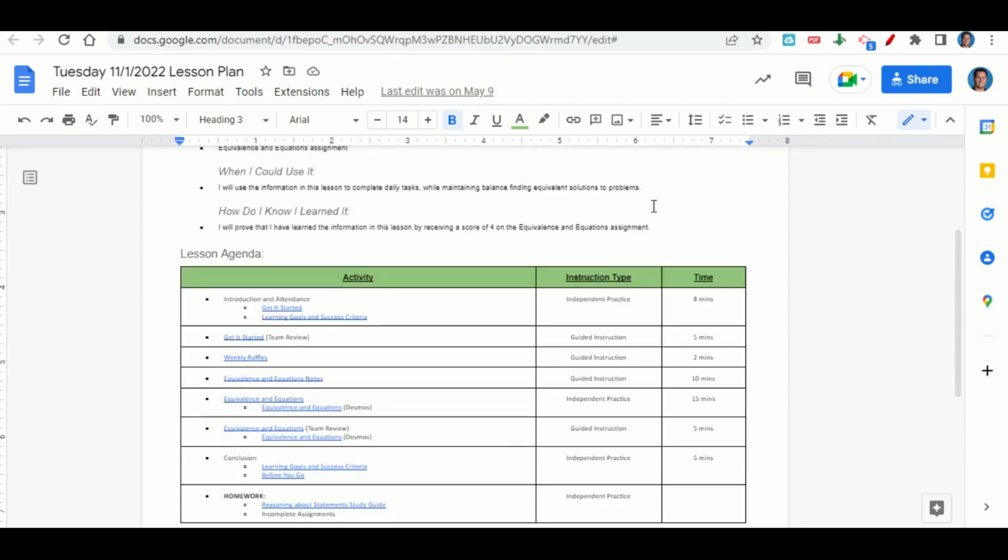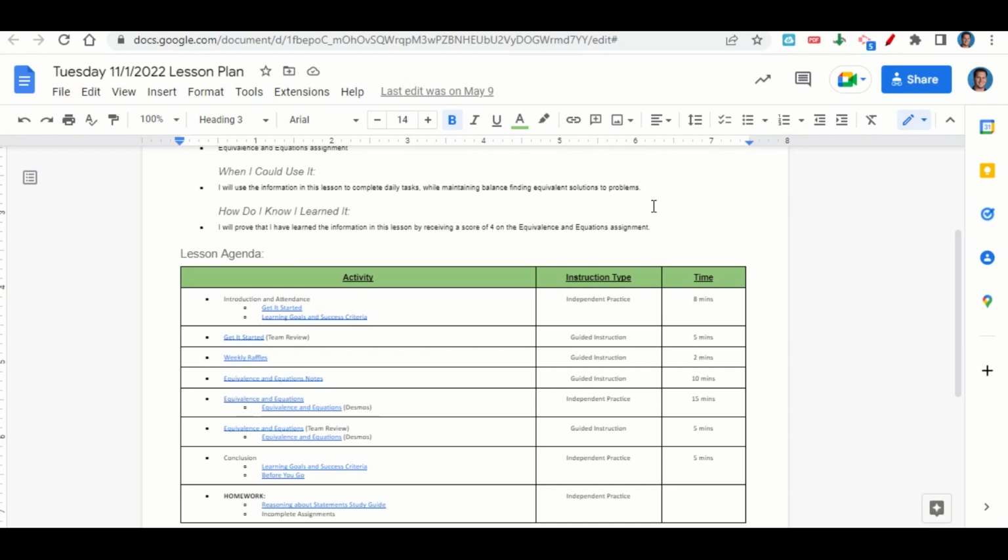Now let's take a look at our agenda for today. We will begin by going over the learning goals and success criteria. While we do that, you'll fill out your Get It Started. Once you've completed your Get It Started, we'll go over it together and answer any questions that you may have. Next, we'll do our weekly raffle. After that, we'll go over the equivalence and equations notes, and then I'll give you time to complete the equivalence and equations assignment on Desmos. Once you've completed the assignment, we'll go over it together and answer any questions that you may have.